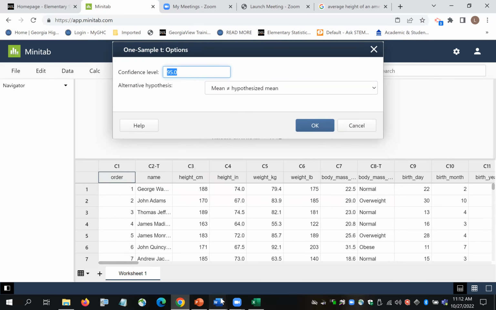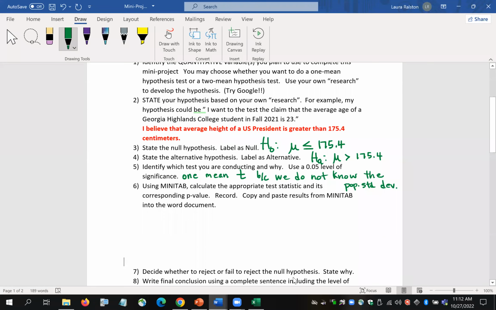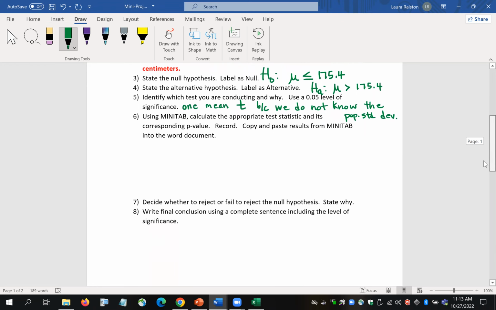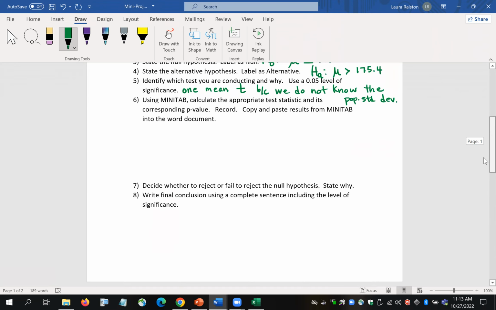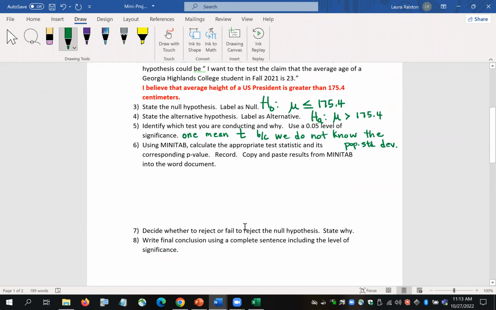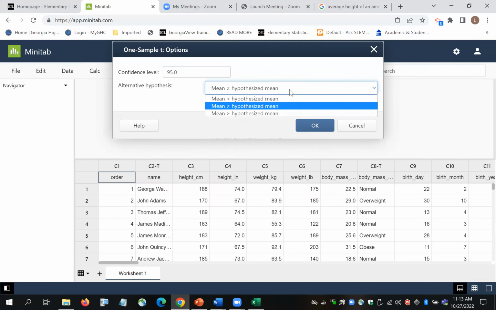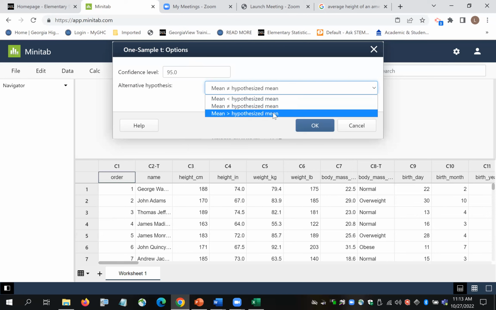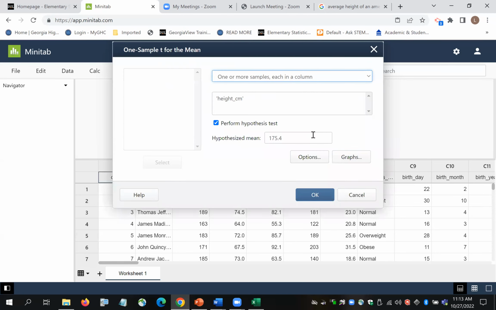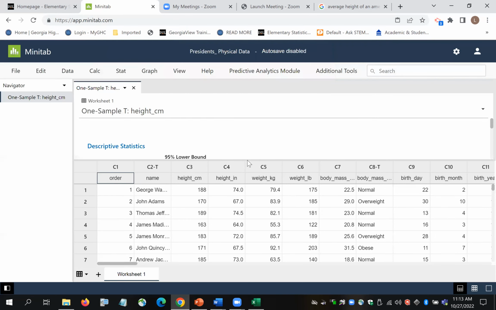If the instructions don't tell you, and I don't remember if it does, you can decide whether you want to use a 95% or a 99% confidence level, level of significance. Again, the most popular, the most used is 95, so I'll leave it at 95. And then my alternative hypothesis was that it was greater. I click OK and OK.